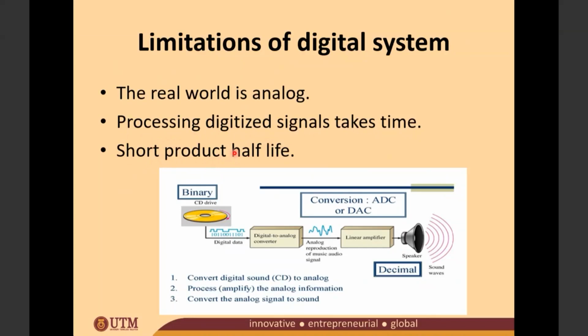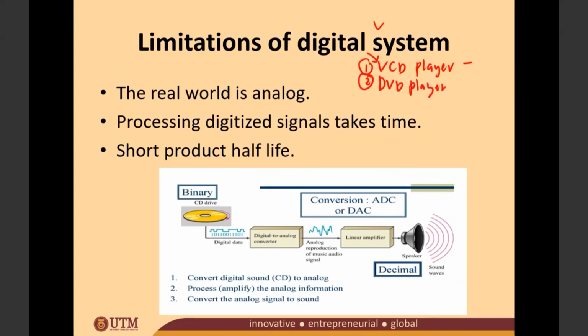Let me give you an example. A few years back, to watch movies, we used a VCD player. Before that we had VHS, the tape, which was analog. Then for digital we used VCD. We had a VCD player, and then after 1 or 2 years, what came next? The DVD player was introduced.